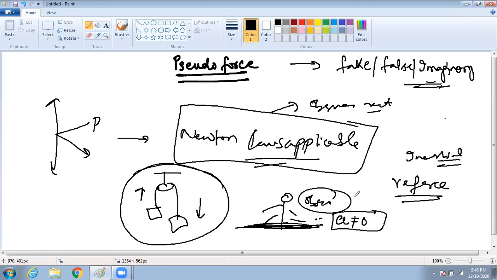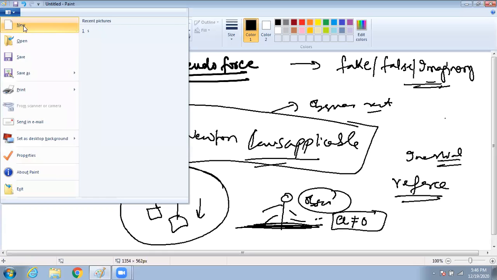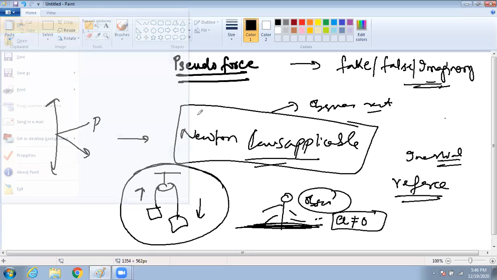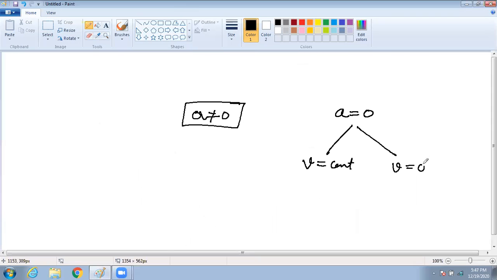To be more specific, pseudo force will be required when the observer has acceleration not equal to 0. That means if a is 0, there can be two conditions: the velocity can be constant, or the velocity can be 0. Yes or no?